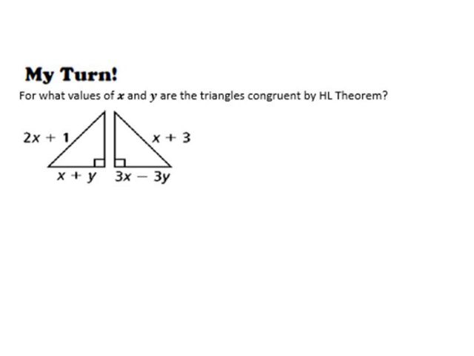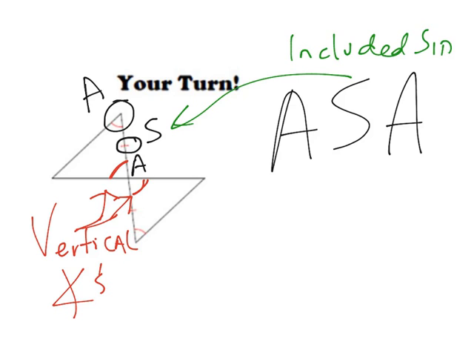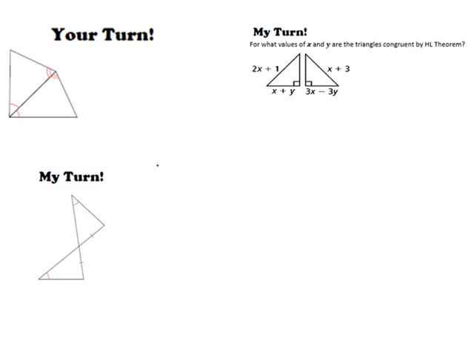So my turn. For what values of x and y? I also want to point out that this here, remember, is an included side. So this here is included. It's an included side. Very important with ASA, it must be included. Okay, so I kind of messed up on this, so I'm going to include all these slides in one. Let's do the your turn part here.